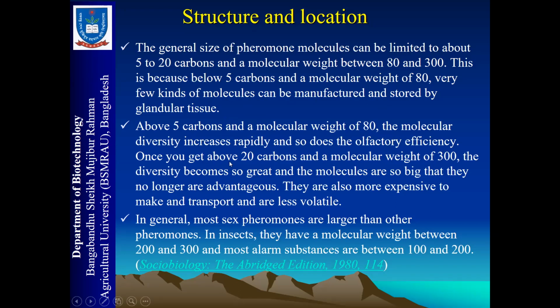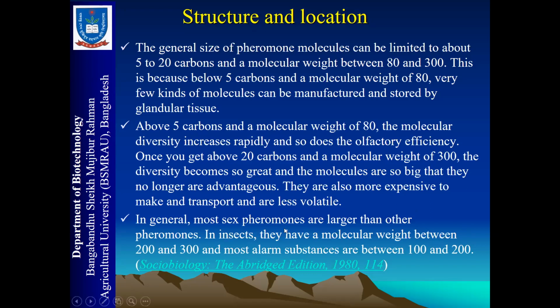Once you get above 20 carbons and molecular weight of 300, the diversity becomes so great and molecules are so big that they no longer are advantageous. They are also more expensive to make and transport and are less volatile. This is a very critical point why most pheromones are small compounds: a bigger compound is not advantageous. They are less volatile, and due to gravity, they cannot move far away. Smaller ones are advantageous. To make the molecule in the insect, a bigger molecule requires more carbon and more energy. This is why it is considered expensive for the producer.